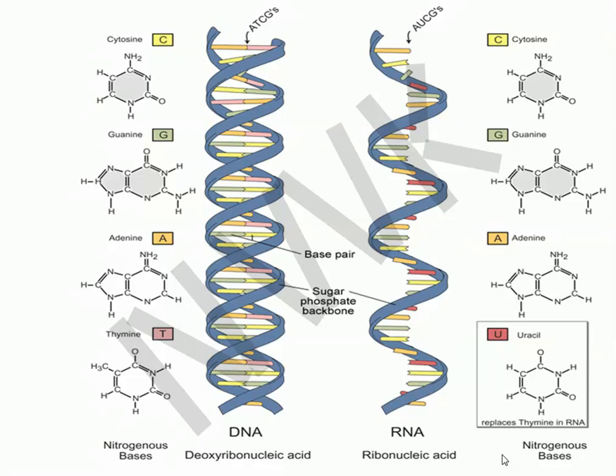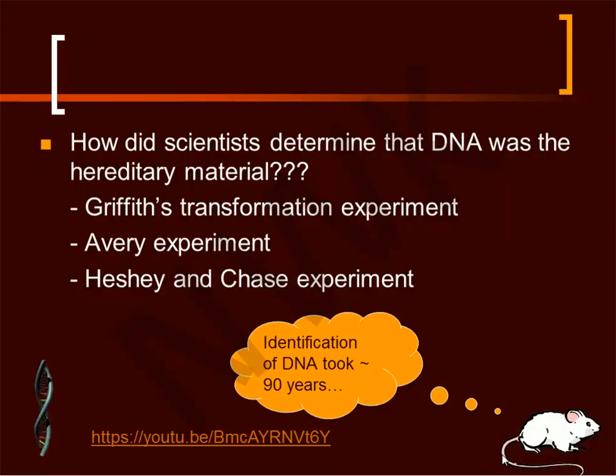This is the structure of DNA and RNA. Now, we come to another part that is talking about the history. How were scientists able to discover that DNA is the genetic material, or heredity material?